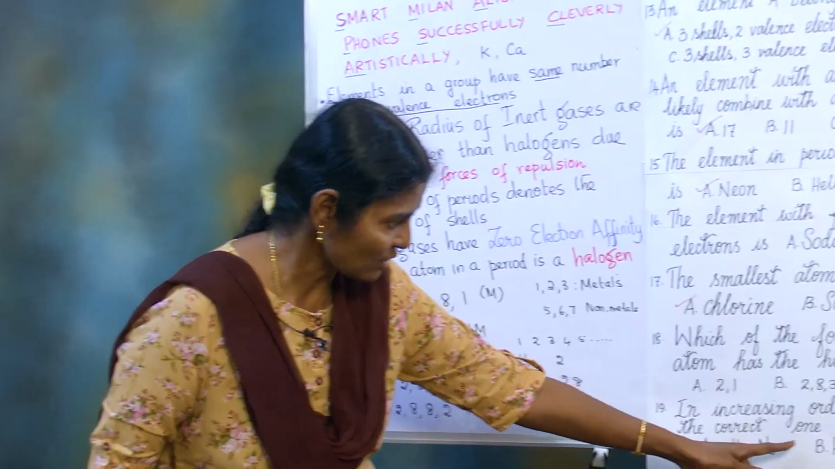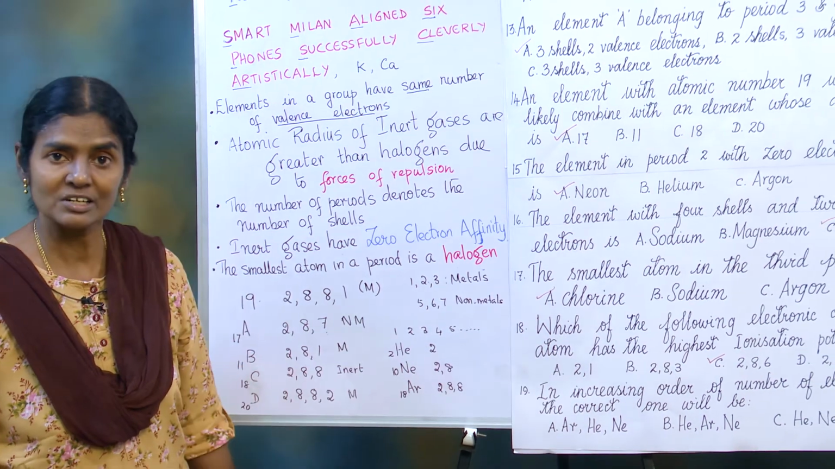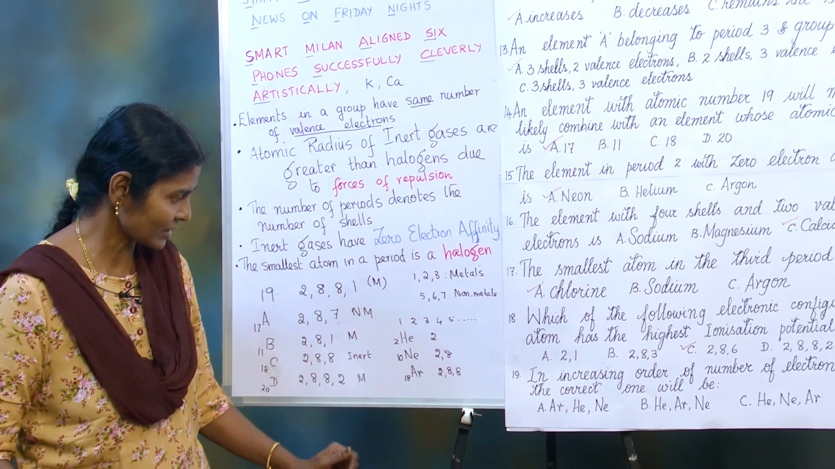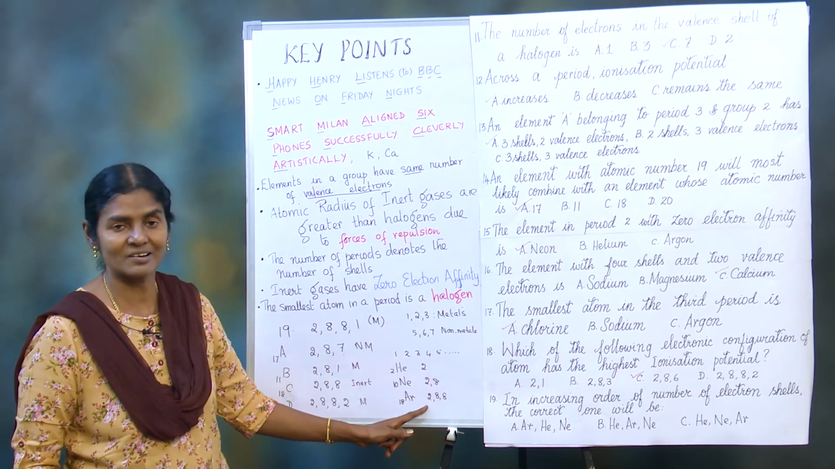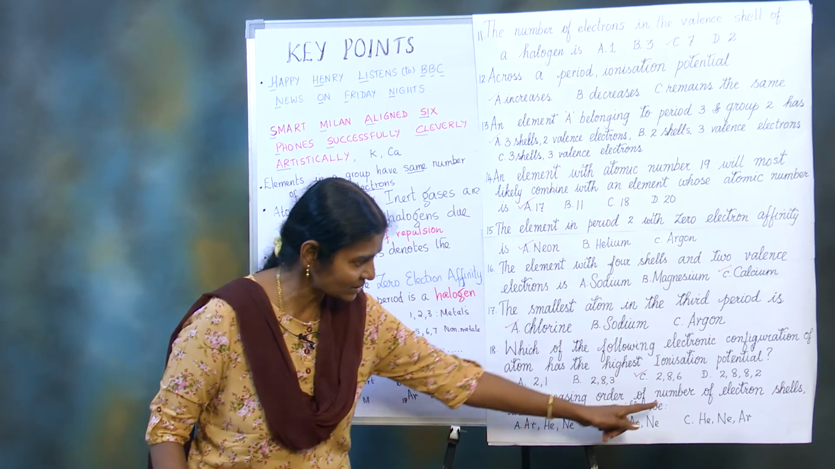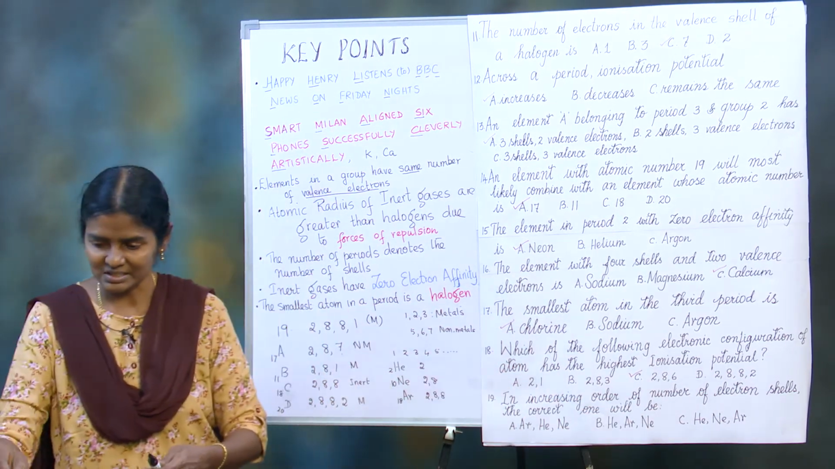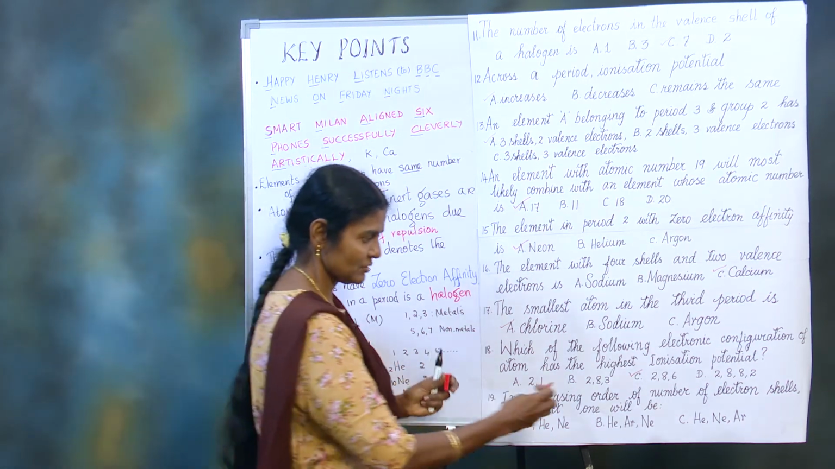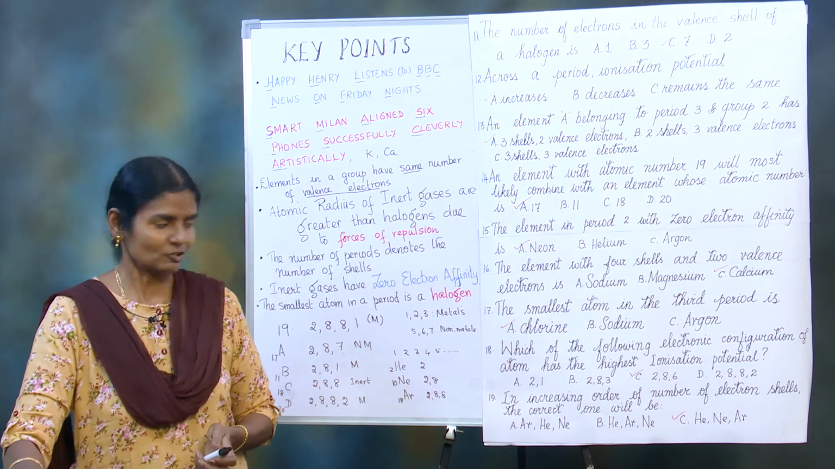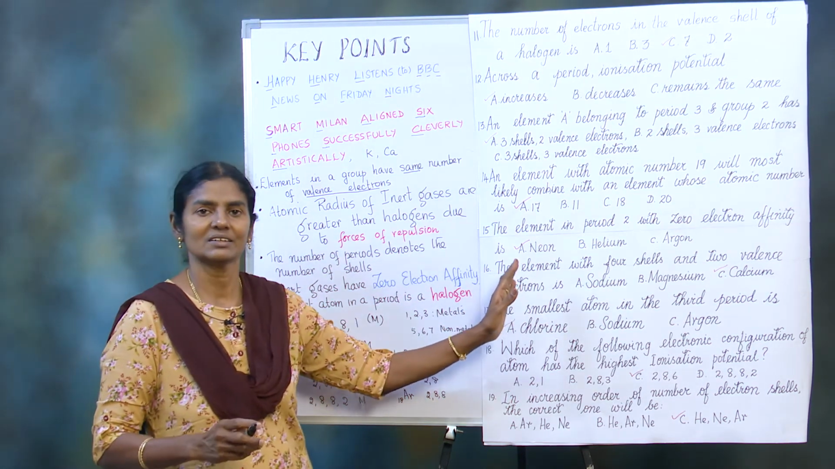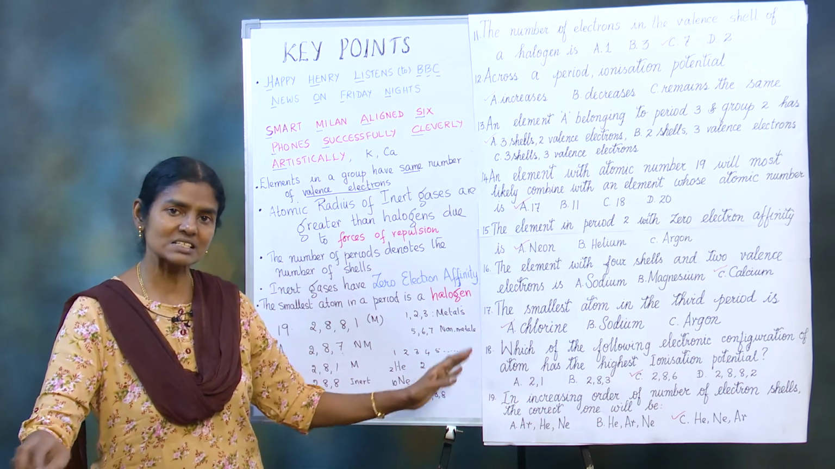So coming back here, in the order of increasing number of electron shells, what would be the correct one? Helium first, neon next and argon last. Where is that order? It is C. So the answer for this question is C. Okay, helium, neon and argon. So that's the answer. So this is how you crack the solutions for your multiple choice questions on this chapter.